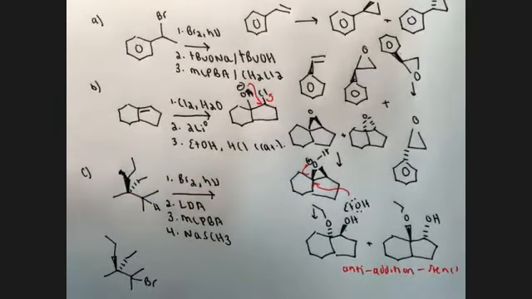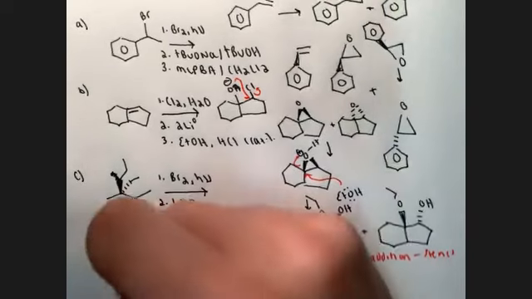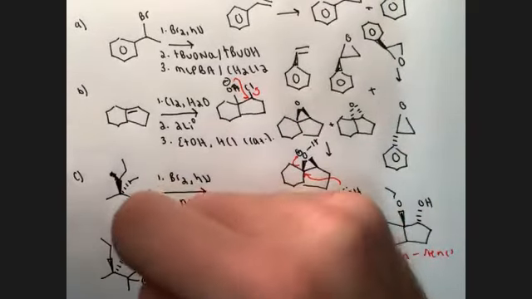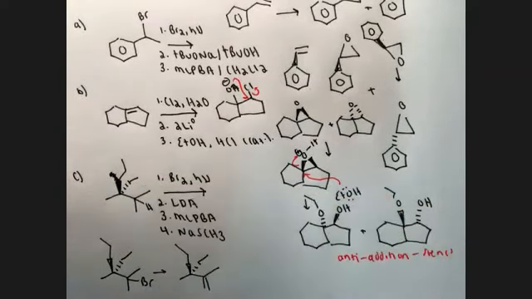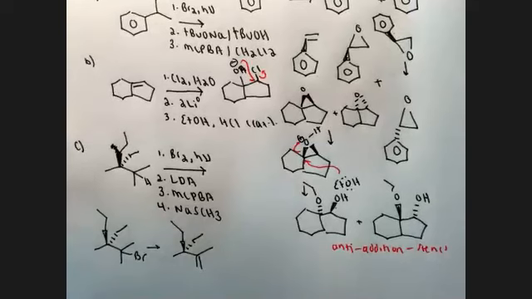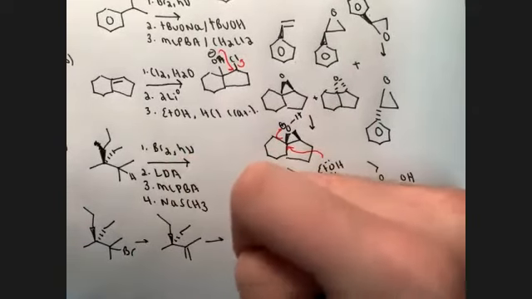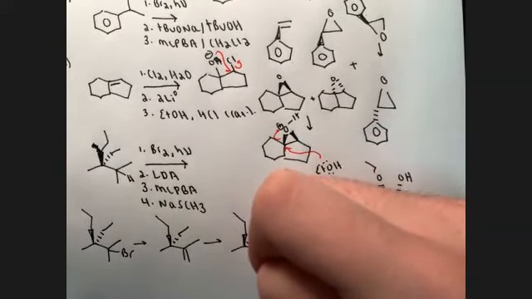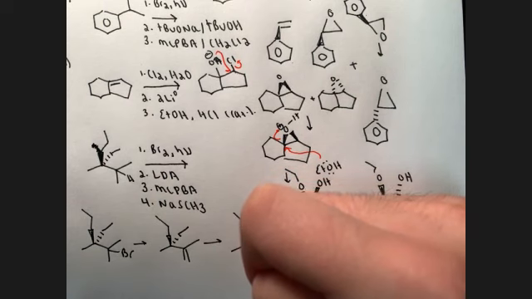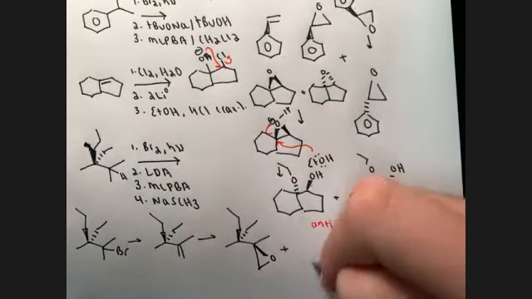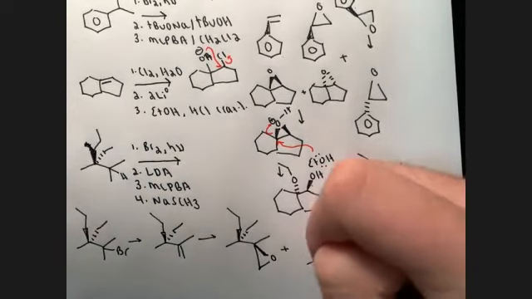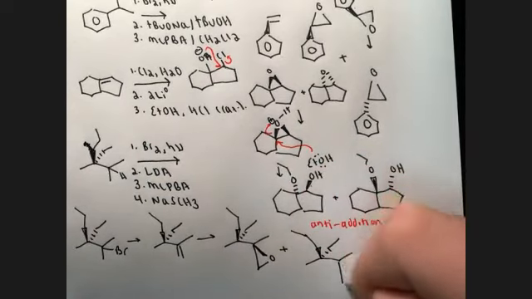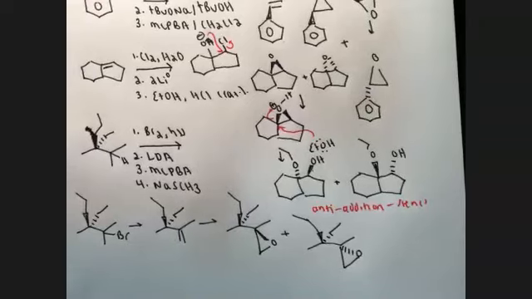Okay, and LDA is just going to be that bulky base that forms an alkene. So I'm going to imagine something like this. And then mCPBA is going to form the epoxide from that alkene. So that's basically going to do that, and the way you can draw this is that, and you can also draw the dashed version. Okay, so you have these two main diastereomers.